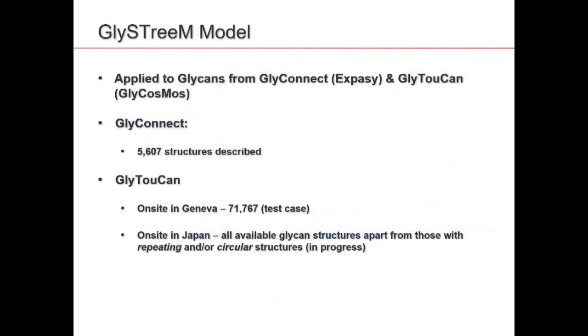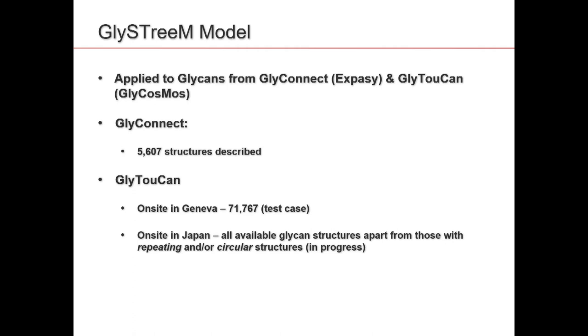And we applied it to our own set of glycans. We have 5,600 in GlyConnect. So the next step was to actually test it on a larger set. So along with Kiyoko, we took an in-house version of their glycan repository. And so we now have an in-house version of this with 71,000 glycans that are described in this RDF model.